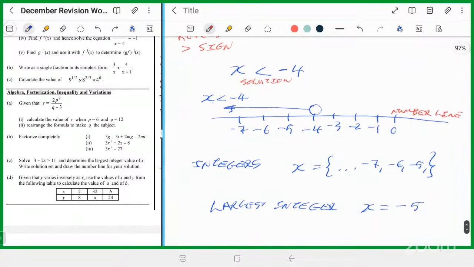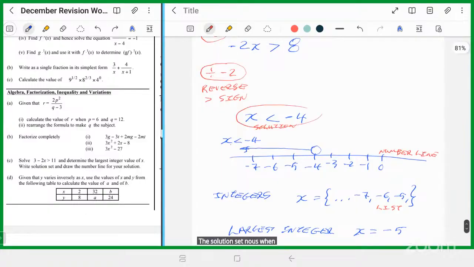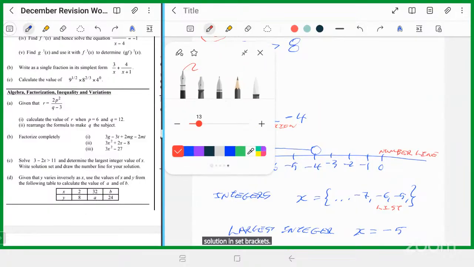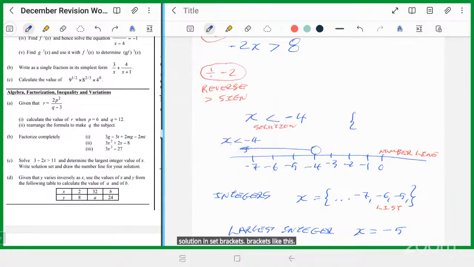This is your list, if you're listing the values. And the solution set now is when you put this solution in set brackets like this. Basically, put set brackets like this. Alright, x is such that, and basically writing about the same inequality: x is less than -4. So this is what we call a solution set.